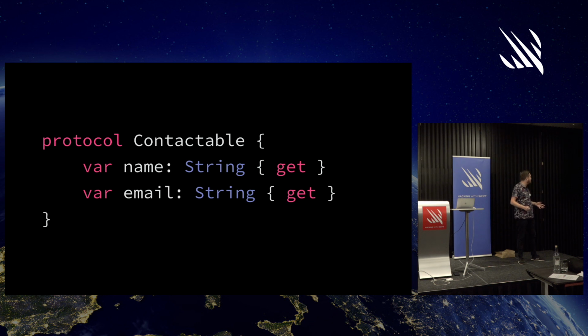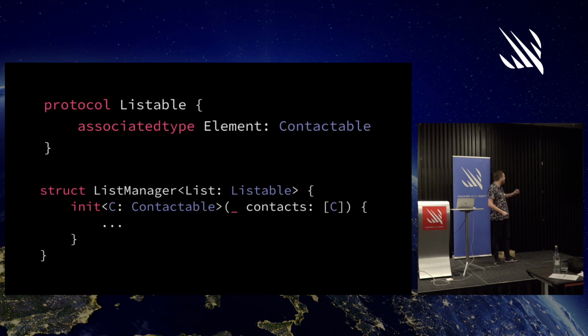I'll have this beautiful system I built. I will dream about it. I will have like a listable protocol. It's going to have a contactable element. And then I'm going to have a list manager. And it's going to be able to take any array of contacts, which are contactable. And I can just render them. It's going to be so, so great.